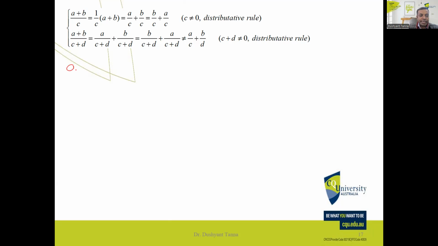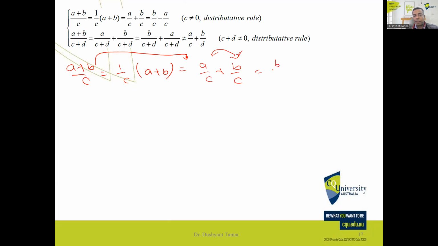So what we are saying, A plus B over C, like we have just studied, you can keep 1 over C outside, or you can write this by separating the numerator. So it's A over C and B over C. And obviously, since you've got two numbers in addition, you can swap them and write it like this.